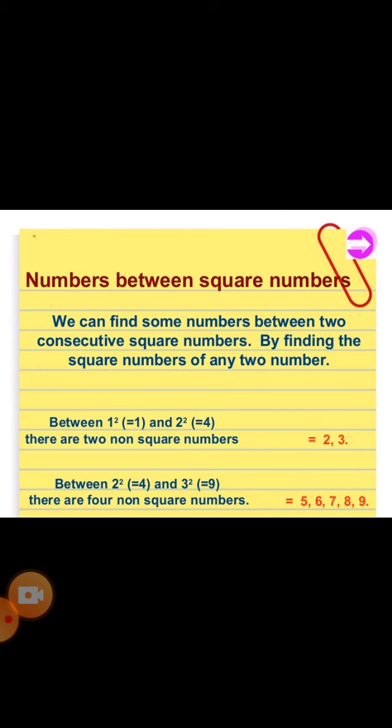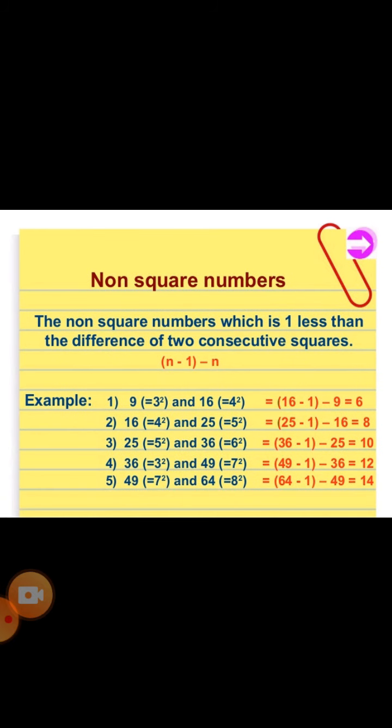Numbers between square numbers. We can find some numbers between two consecutive square numbers by finding the squares of any two numbers. First of all, we have the numbers 1 and 2. The square of 1 is equal to 1, and the square of 2 is equal to 4. Between 1 and 4, we have two non-square numbers, that is 2 and 3. Here we have another example of these numbers.